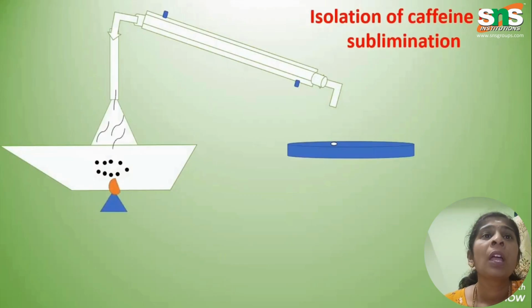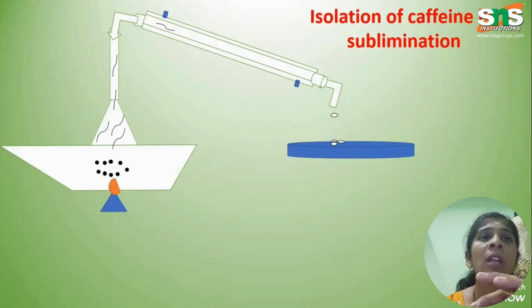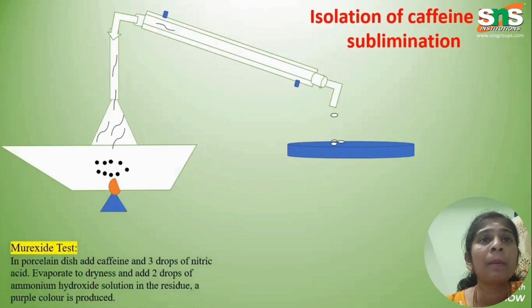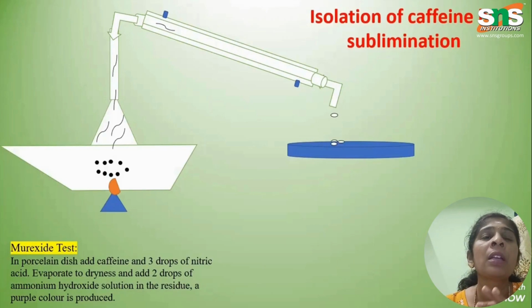It is very important that the crude caffeine is recrystallized using hot water or ethanol, and after cooling, pure caffeine crystals are obtained. Coming to the identification tests, in the Murex test, a purple coloration confirms the presence of caffeine. For melting point, pure caffeine melts at approximately 235 to 238 degrees Celsius.